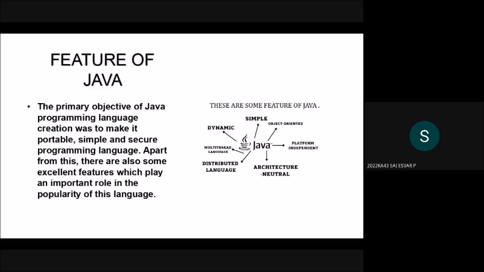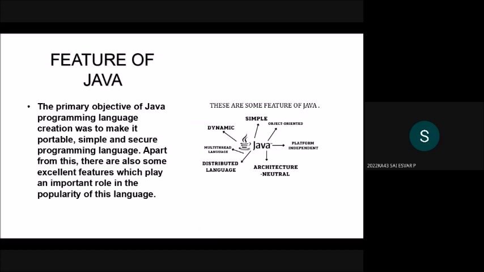Next, we are going to see the features of Java. The primary objective of the Java programming language was to make it a portable, simple, and secure programming language. Apart from this, there are some excellent features that play an important role in the popularity of this language. These are some features of Java: simple, object-oriented, platform-independent, architecture-neutral, distributed, multithreaded, and dynamic.